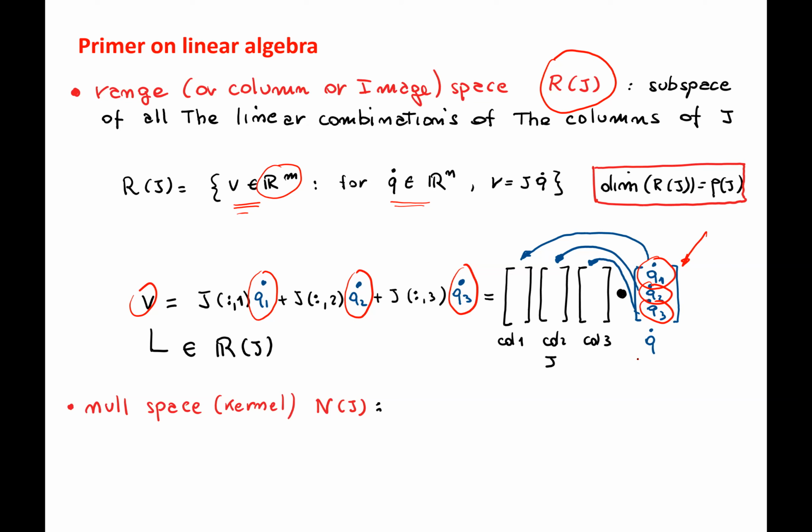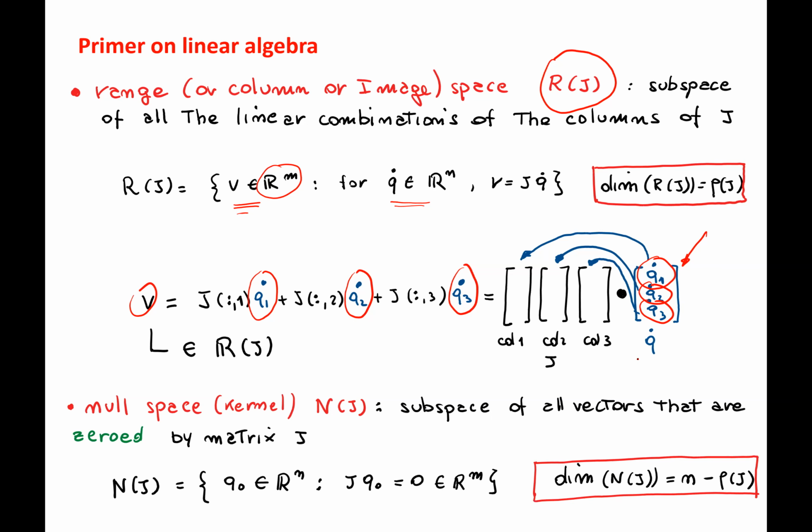While the null space or kernel of the Jacobian is a subspace, a vector space again, of all the vectors that are zeroed by the matrix J. So if you consider a vector in the joint space, and you multiply this vector by the Jacobian matrix and you get 0, then it means it belongs to the null space.